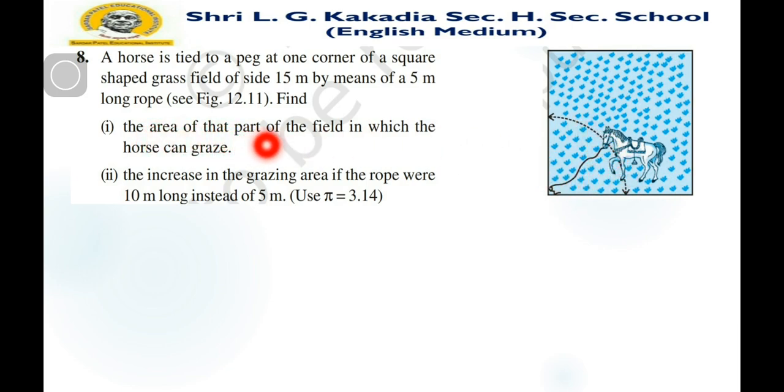Also given is the area of the part of the field in which the horse can graze, that we are going to find, and also the increase in the grazing area if the rope were 10 meter long instead of 5 meter. So if we increase the length of this rope, the area the horse can graze will be this area.